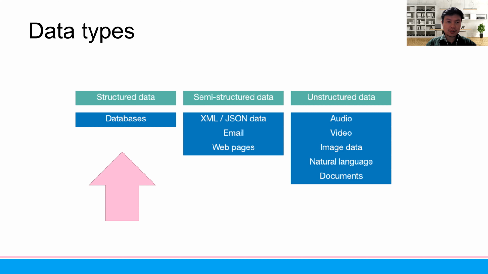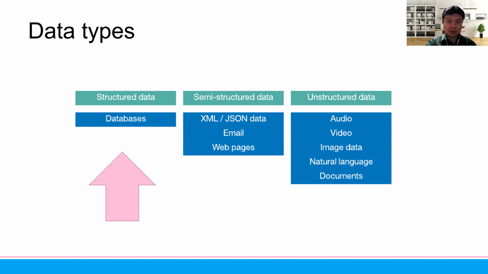And there is semi-structured data. Semi-structured data is related to XML, JSON, email, and web pages. Those kinds of data are regarded as semi-structured data. Basically it has a structure, but the structure might not be in a tabular format, so you need to do some transformation in order to match it with structured data.